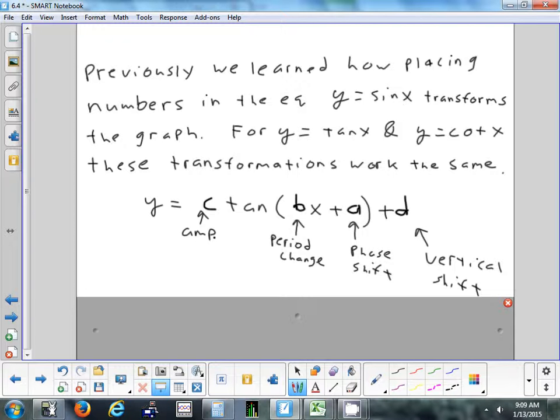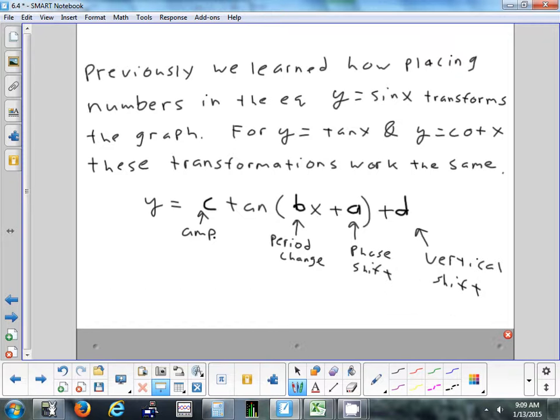Big numbers for B make the graph more compressed. Smaller numbers, like 1/2, 1/3, 1/5, stretch it. And I put A, B, C, D because that's the order you would do the transformations in. Do your phase shift, period change, then amplitude, and then vertical shift.